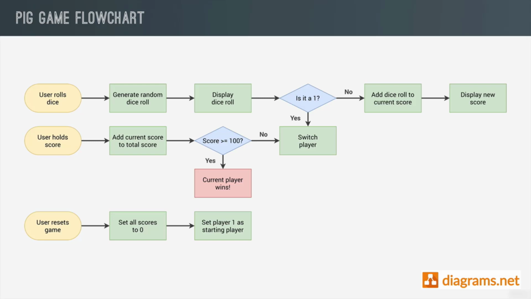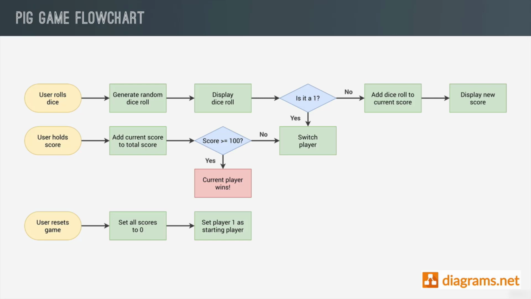And of course, display it. Right? So that is exactly the behavior that we saw when we tested out the game earlier, right? Now, if the dice roll is actually a 1, then simply switch the player. And so in this case, the dice roll will not get added to the current score.